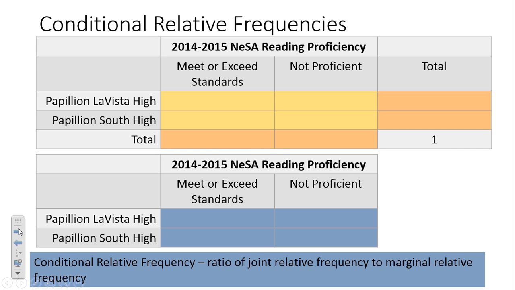All right, so what did we observe, on a building level, about that conditional relative frequency? How did Papillion La Vista High perform compared to math? How did we do in reading? Better or worse? Just looking at ourselves, how did we perform as far as math versus reading?